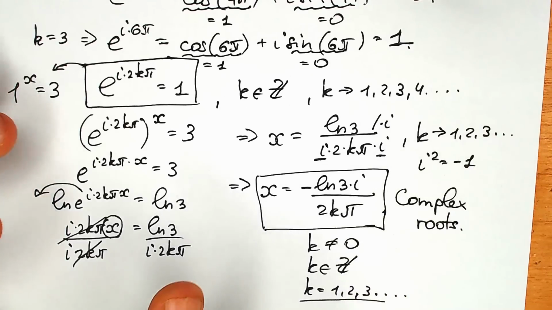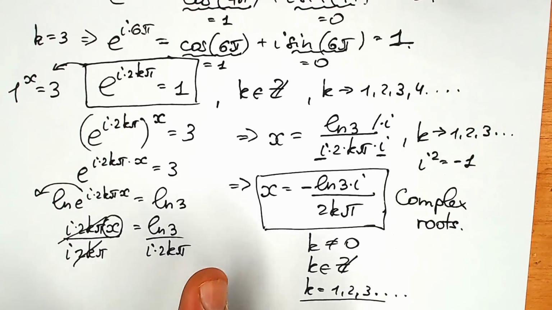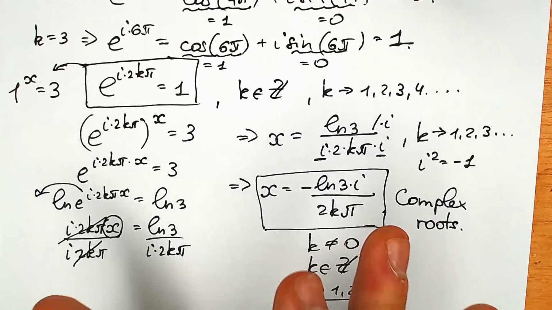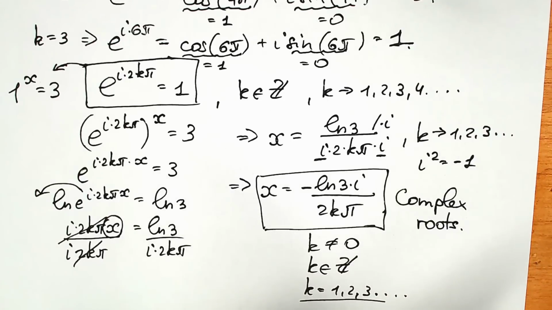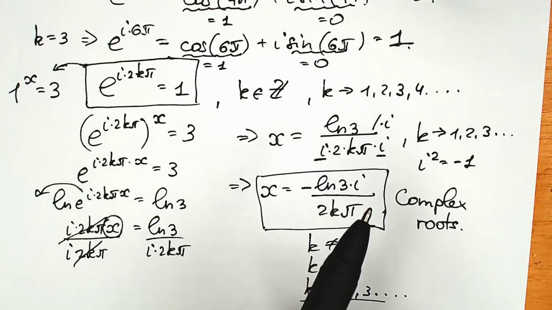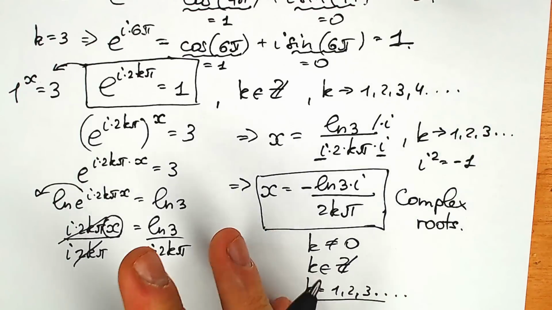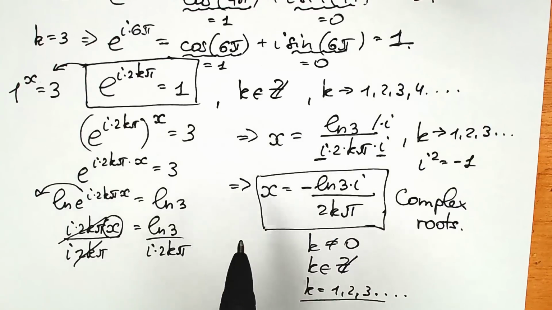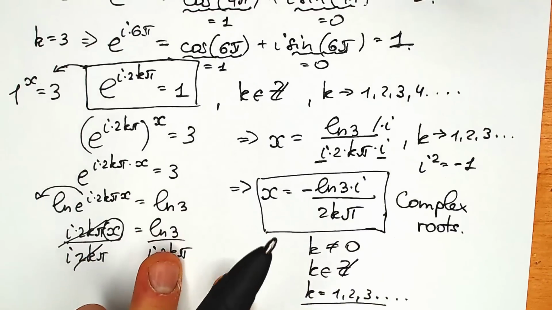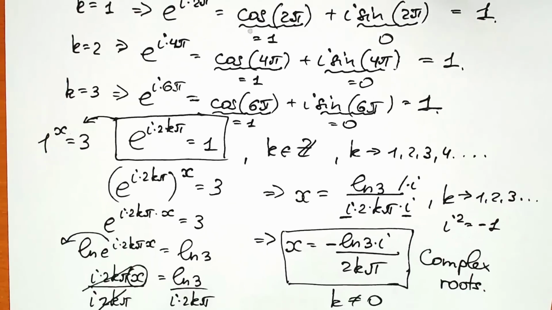You can also write your notes about this question down in the comment section, because this is not a popular question, to be honest. Students don't have this type of question, 1 to the x equal to 3, on their school exam. This is a special question. This is my approach according to Euler's identity, according to these special cases with k equal to 1, 2, and 3.